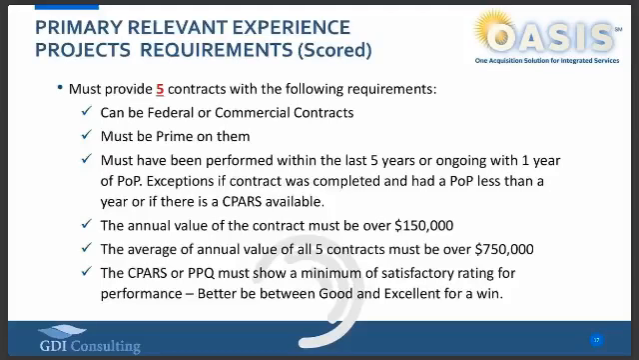You need 5. You can give less, but there is no reason to do that because you're going to lose, because every company is going to give at least 5 and you get more score. So you need 5 contracts with the following requirements. They can be federal or commercial contracts. So here you can use commercial contracts. But you must be prime on them, whether you are on the federal one or you've done a project for Apple, for IBM, for whoever. You need to be prime on it.